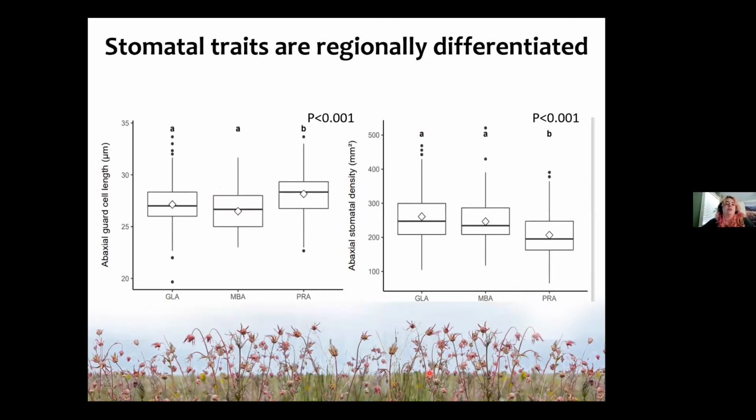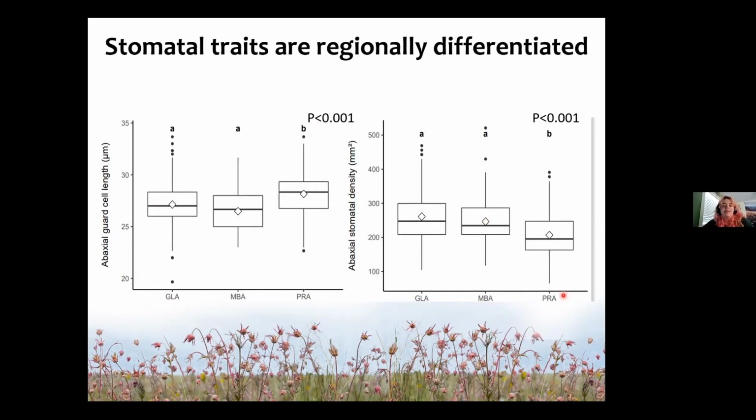And then we can also look at our stomatal traits, and we find the same thing: stomatal traits are regionally differentiated. On the right side, we have our guard cell length, and we see that both alvar regions this time had the smallest stomata relative to the prairie. And on the left, we're looking at our stomatal density, and we can see that those alvar populations exhibited a greater stomatal density relative to the prairie.